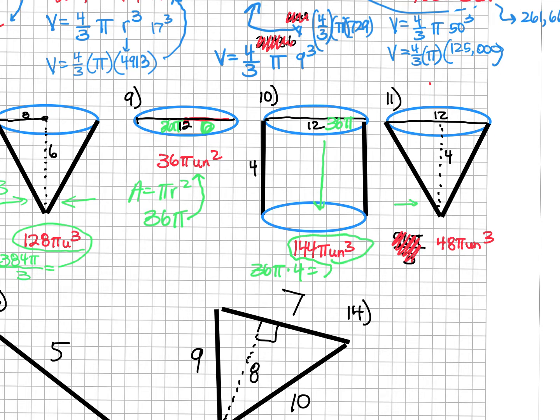But then for the last one, I'm going to crush it and squeeze the bottom in and make it 3 times smaller. So I'm going to divide that by 3. I'm going to take my 144 pi and I'm going to divide it by 3, and now I get 48 pi. I don't know why I crossed it out, but there it was. Units cubed.